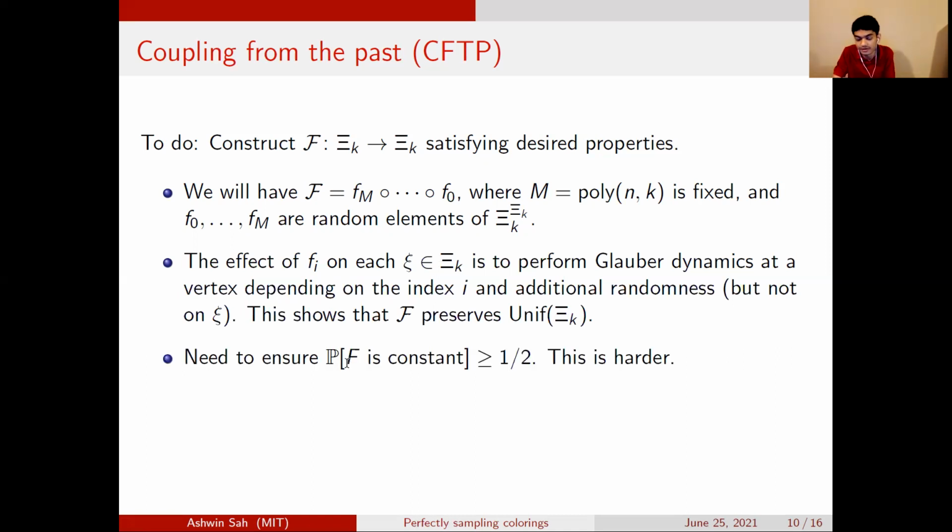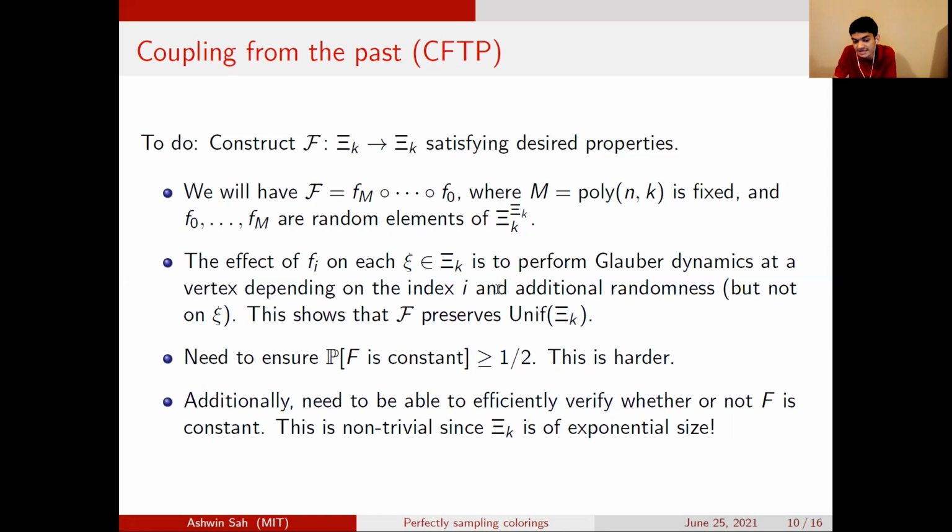The hard part is showing that this composition map is constant with high probability, or with at least a half probability. In fact, we even need to be able to give an efficient computational certificate that it's a constant function, with enough probability in order to run this argument. This is very non-trivial because our coloring space is exponential size.